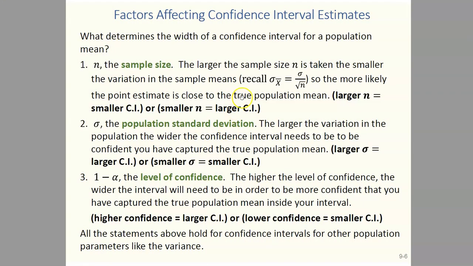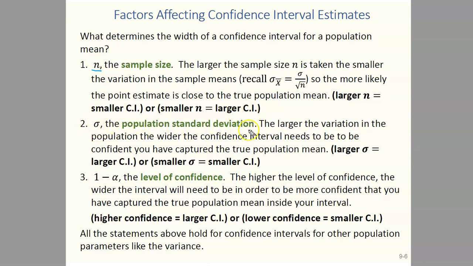Now here are some factors affecting a confidence interval. First of all, the sample size n affects the size of your confidence interval. In general, the larger the sample size n that is taken, the smaller the variation is going to be in your sample means. Recall the standard deviation for your sample means is sigma over root n, so you see as n is taken larger, the variation in your sample means gets smaller. So that means that it's more likely that your point estimate for the sample mean is going to be close to the true population mean. So in other words, the larger n is taken, the smaller your confidence interval can be. Or the smaller n is taken, the larger your confidence interval needs to be.